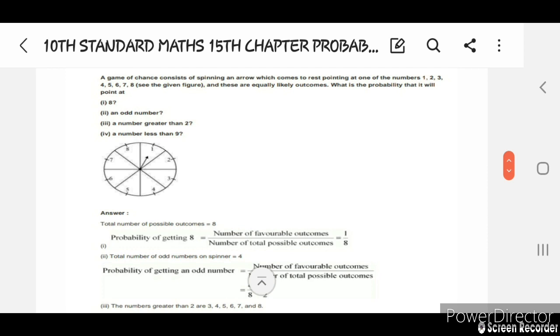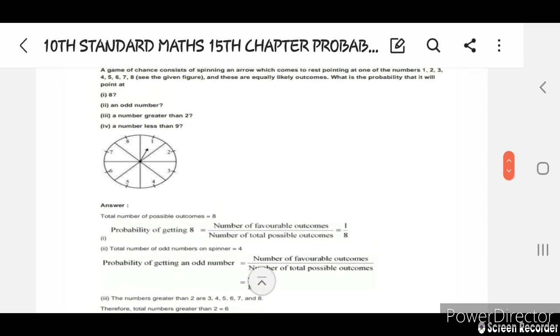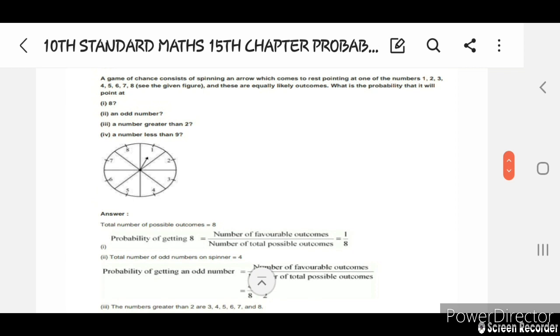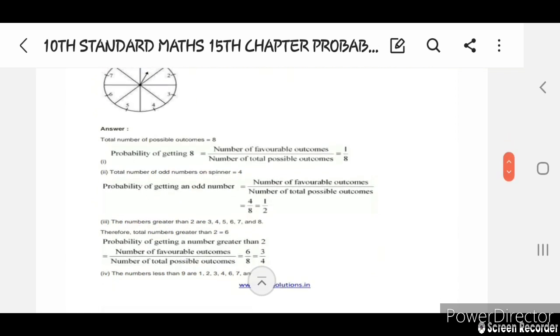Next, a number greater than 2. What is the probability of getting a number greater than 2? Greater than 2 is 3, 4, 5, 6, 7, 8. Leaving 1 and 2, from 3 till 8 there are 6 numbers. So 6 by 8. When you reduce it, you will get 3 by 4. So therefore 3 by 4 is the probability of getting a number greater than 2.